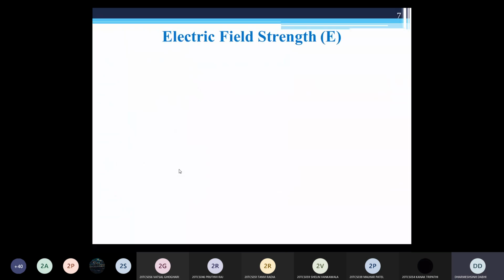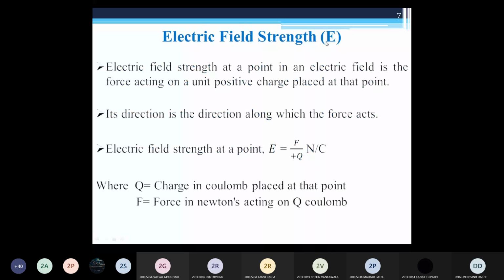Next definition, the electric field strength. The symbol is E. The definition: the electric field strength at a point in an electric field is nothing but the force acting on a unit positive charge placed at that point. So when a unit positive charge is placed in the electric field, and it experiences a force, that is called the electric field strength.